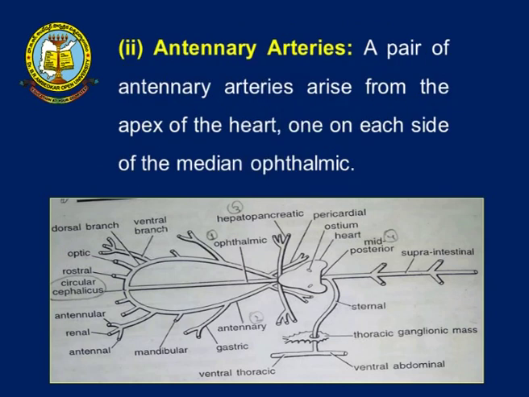Then you have the antennary arteries arising immediately. So, these two are the antennary arteries. A pair of antennary arteries arise from the apex of the heart, one on each side of the median ophthalmic. So, from the median ophthalmic they arise on either side over there.